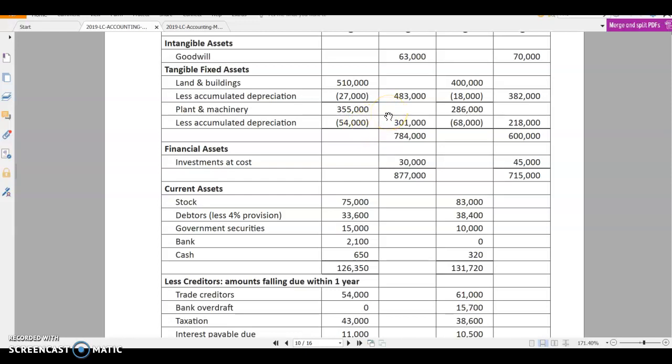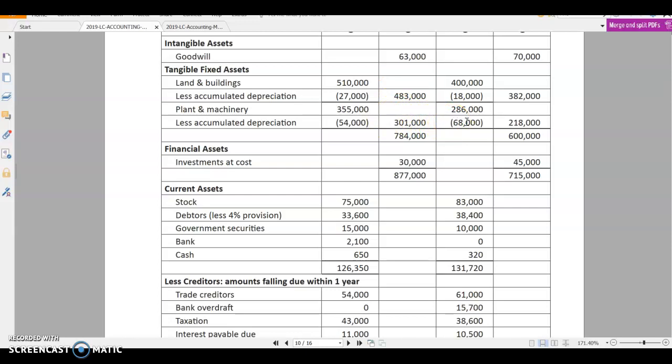So 19,000 depreciation is what I'm told was put through the profit and loss. There's no disposals of land and buildings, so land and buildings accumulated depreciation is going from 18 to 27. That is an increase of 9. So of my 19,000 depreciation charge, 9,000 of it is here, going from 18 to 27 on land and buildings. That means 10,000 of my depreciation charge must be for plant and machinery.